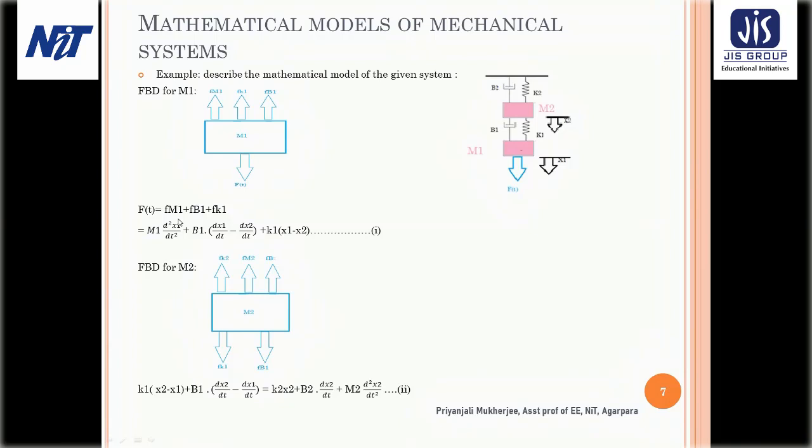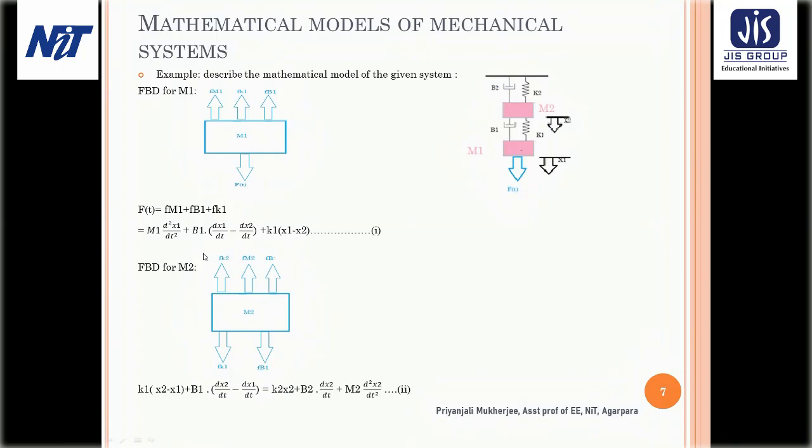So F of t is equal to M1, the mass 1, d square x1 dt square, plus now B1. B1 is connected in between mass 1 and mass 2, so we have to consider both the displacements. So B1 into dx1 dt minus dx2 dt, plus K1. Again K1 is connected between M1 and M2, so we are considering both displacements. So this is the first equation of the mathematical model.